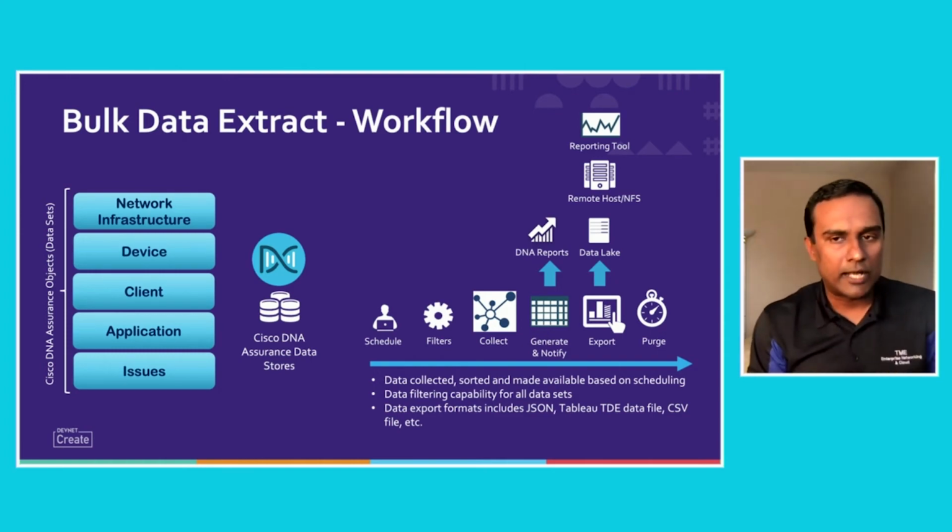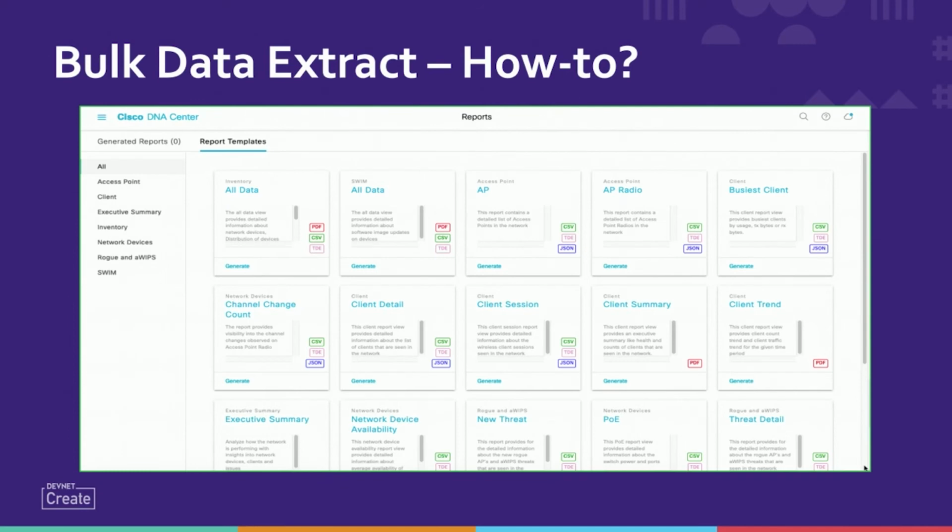So let's look at a quick workflow on how you can do that. First of all, the bulk data extract mechanism is part of the reporting mechanism on DNA Center. As you can see here, we have a whole bunch of reports on DNA Center. These are reports for your network inventory, for your image compliance, for access points, for clients, for devices, and for threats that are happening in the network.